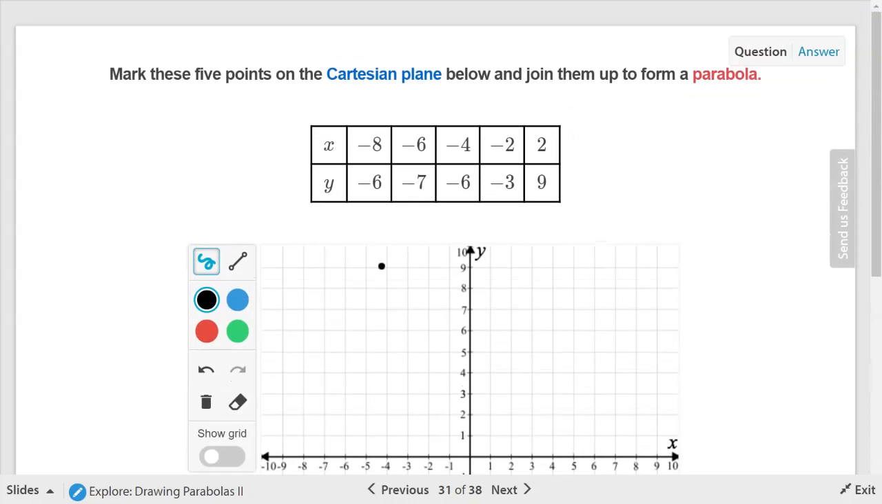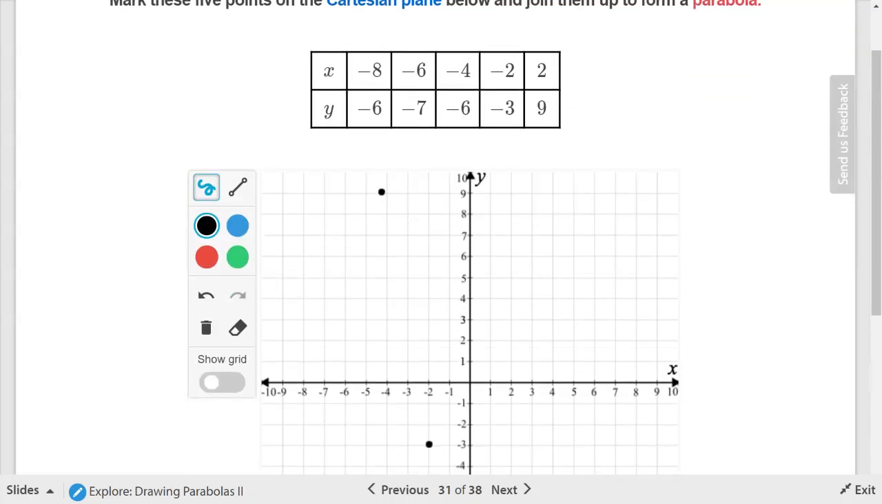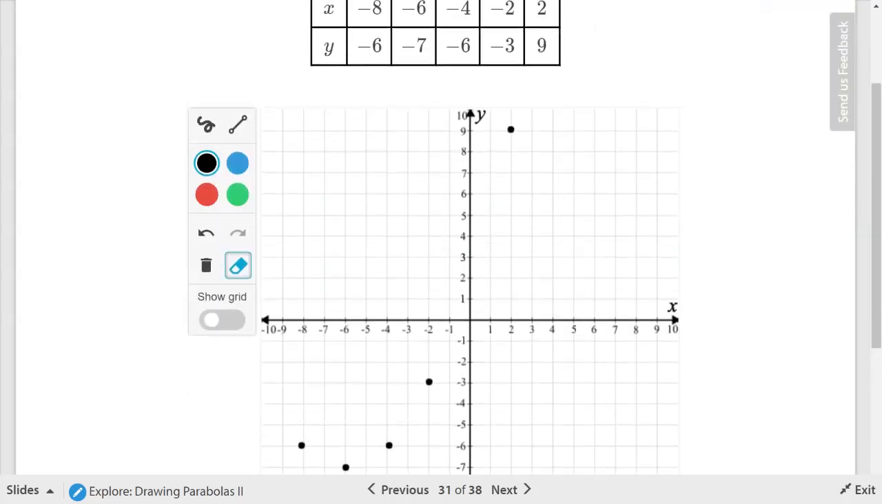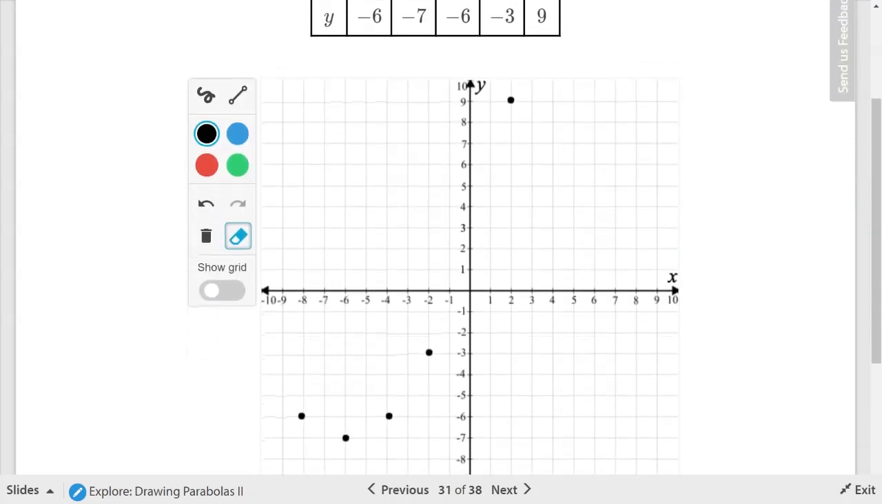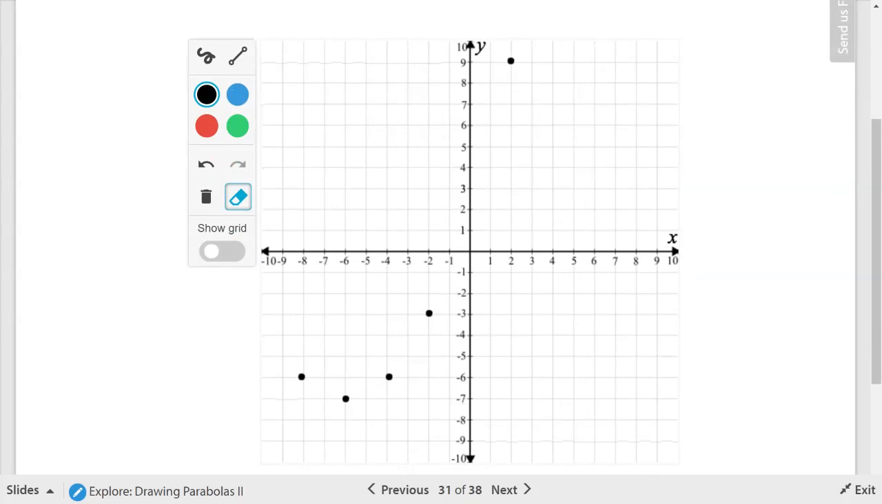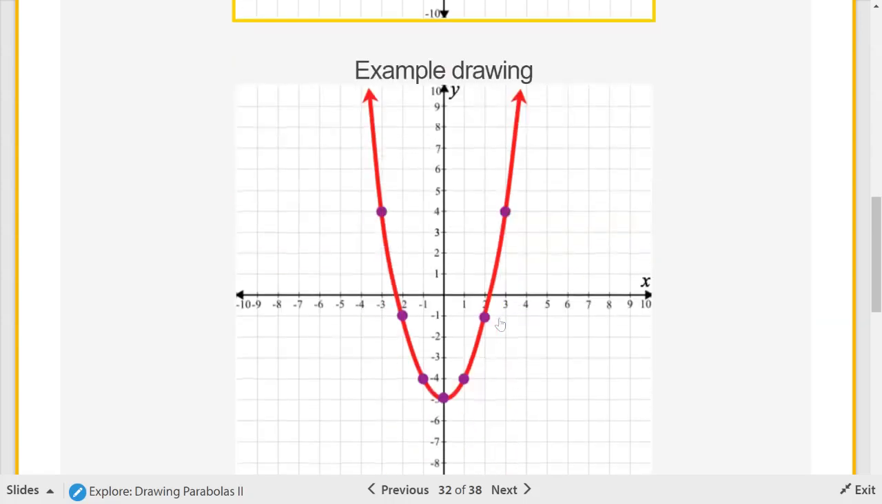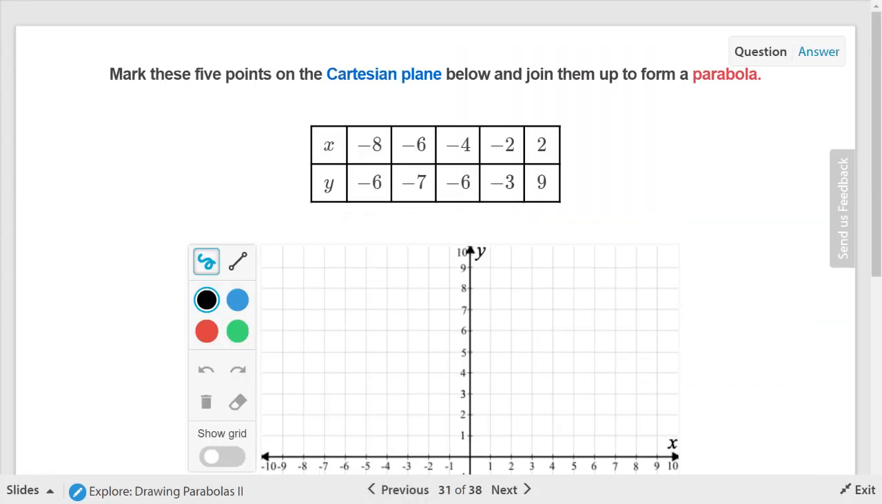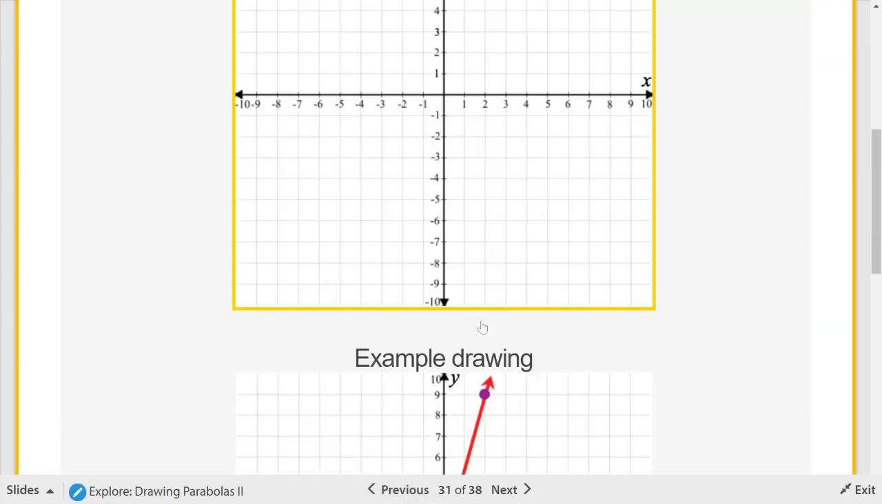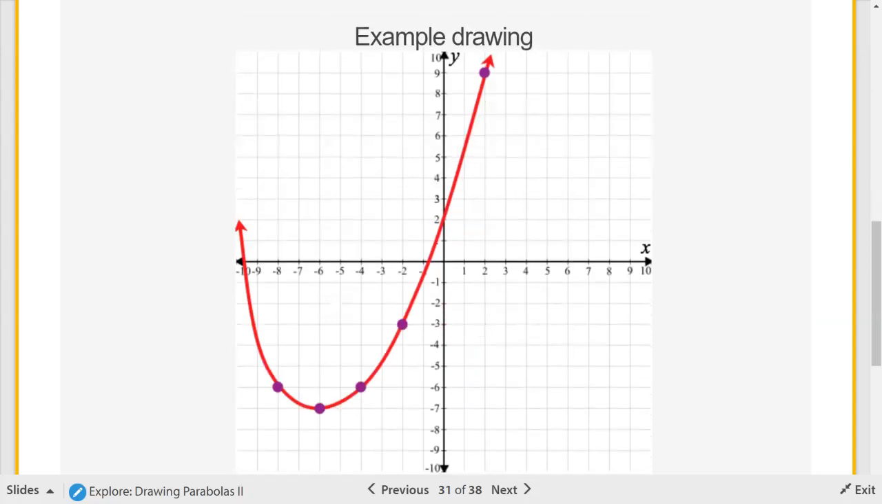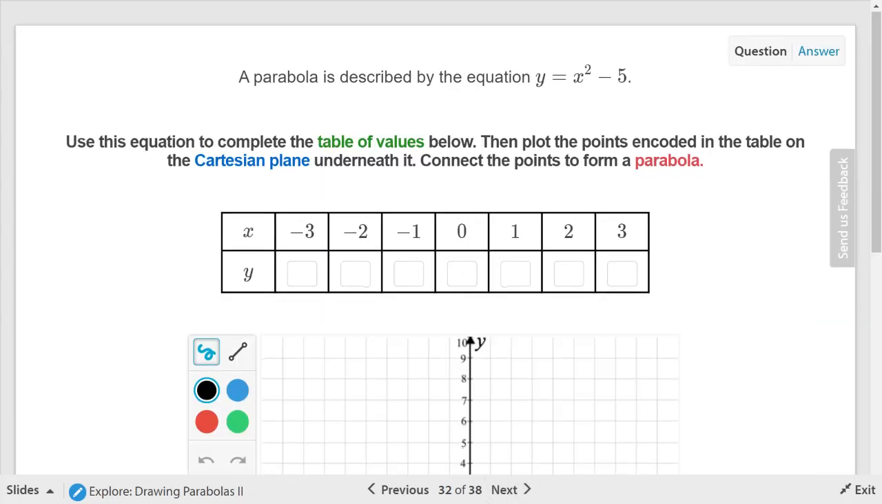And 2 and 9. So these are very random. They're not particularly symmetrical. And you can see that from there. Just erase that one. And there you go. That's the points. This parabola is going to be slightly off the page, but the turning point is at -6 and -7. Let's see if it's correct. Let's have a look at the answer. Oh, that was the previous one. There we go. And you can see that's the parabola, and that's how you would sketch it.